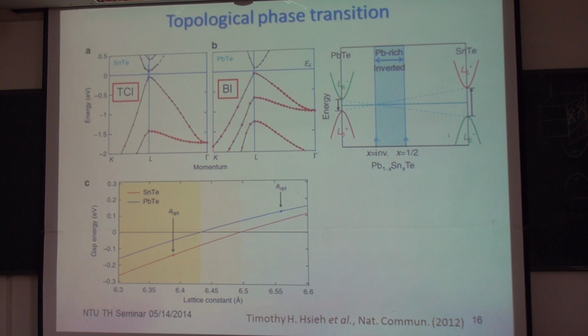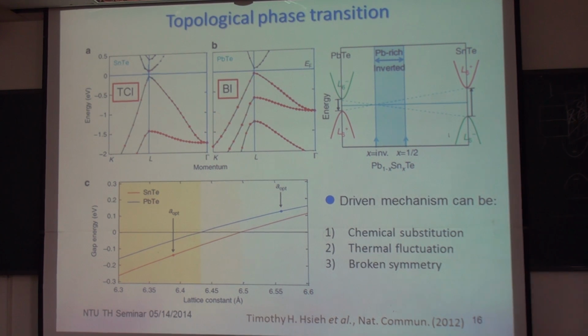And of course, there are more ways to do that. We can do chemical substitution, increase the temperature to make thermal fluctuations, or we can simply break mirror symmetry. It can also lead to certain topological phase transitions.